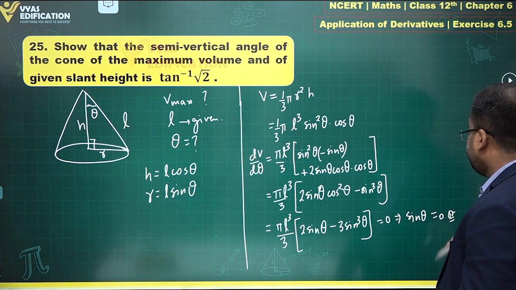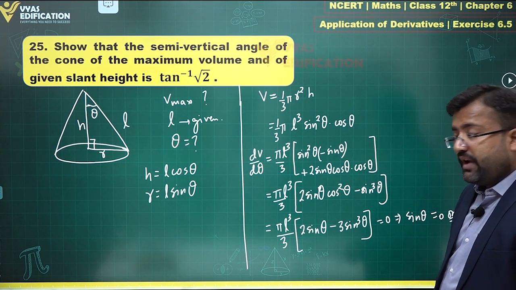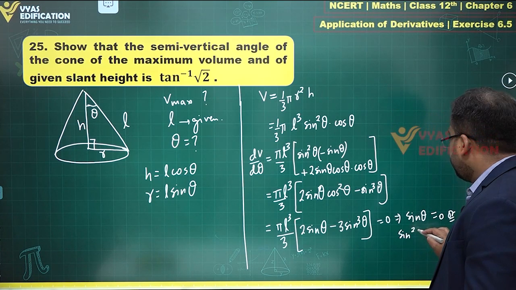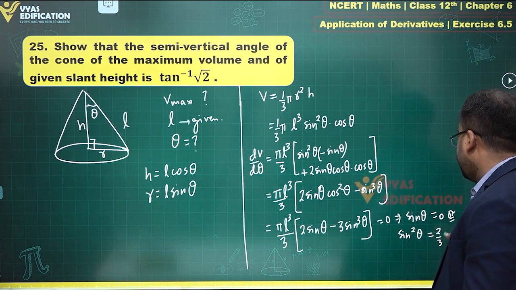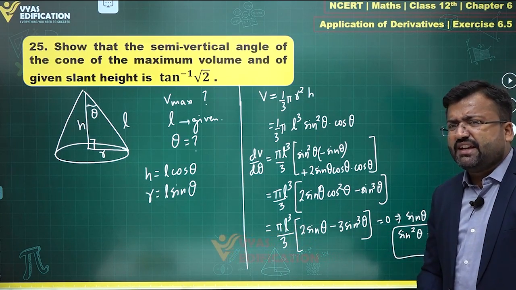or sin theta is equal to 2 by 3. Sin square theta is equal to 2 by 3. This is what we have. Right? And this is the important thing. Sin theta equal to 0 implies theta will be equal to 0.